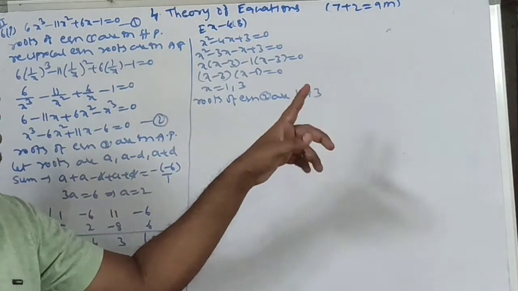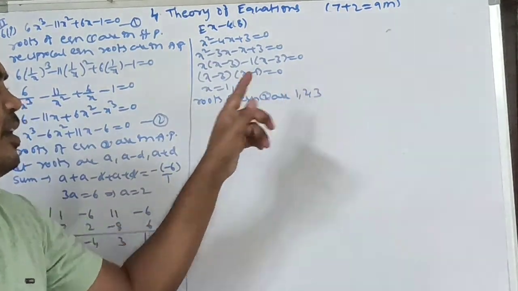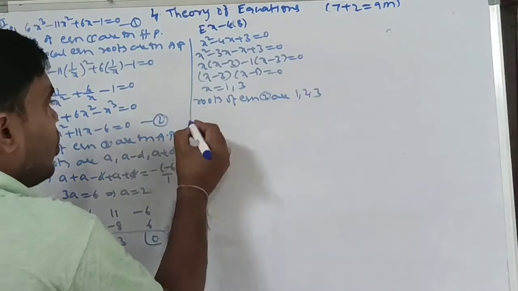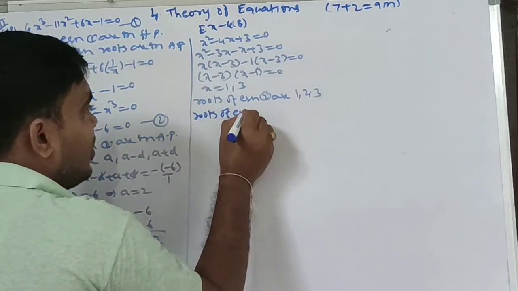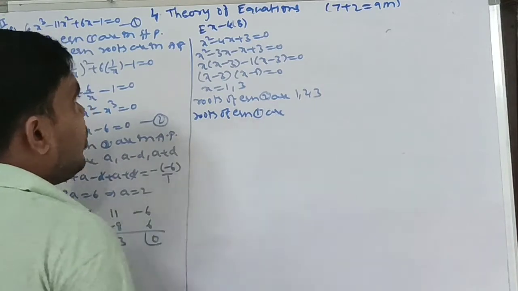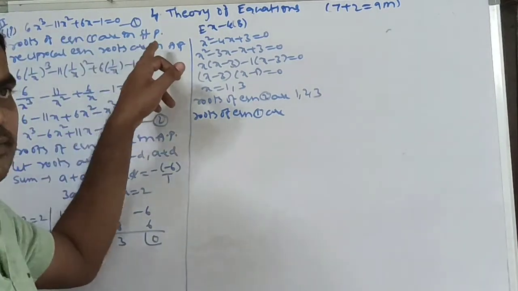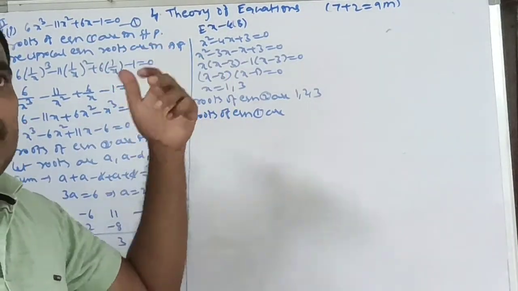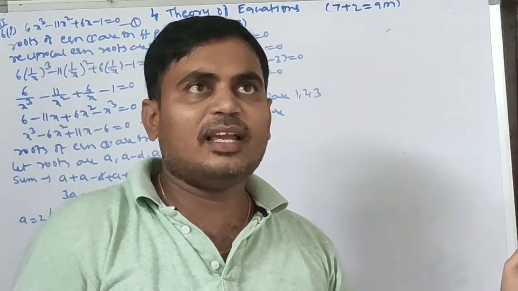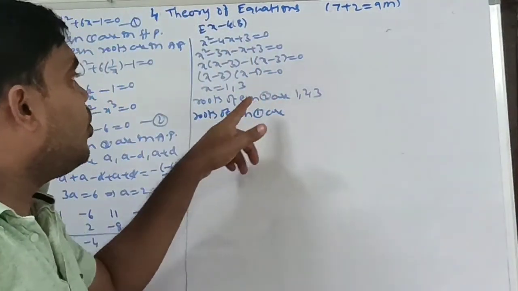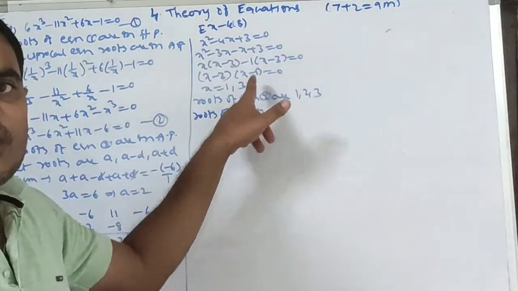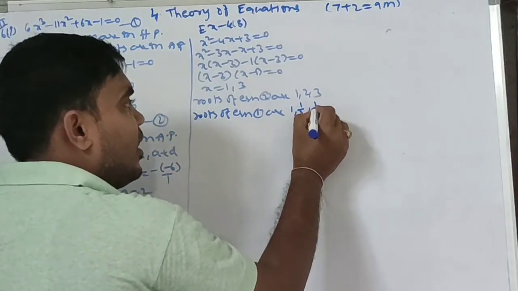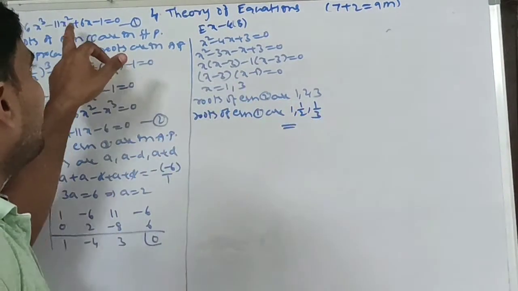These roots 1, 2, 3 are in AP. The difference is 2 minus 1, 1, and 3 minus 2, 1. But we need the roots of equation 1, so these are the required roots. The roots of equation 1 are in HP. The numbers which are in HP have reciprocals in AP. If the numbers are in AP, then their reciprocals are in HP. The roots of equation 1 are reciprocals of the roots of equation 2: 1 by 1, 1 by 2, 1 by 3. So these are the roots of equation 1.